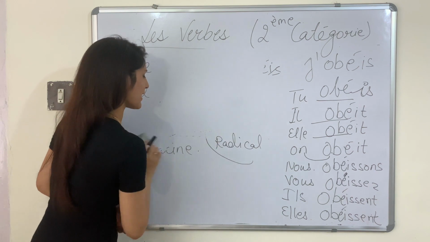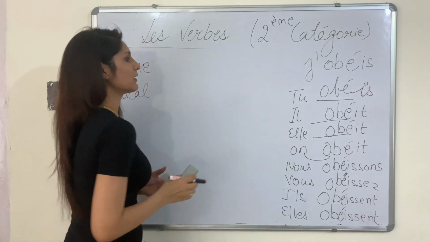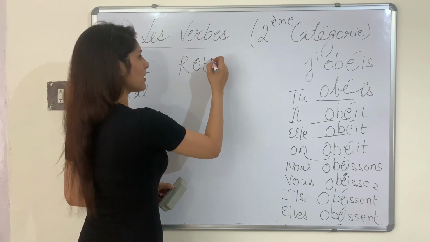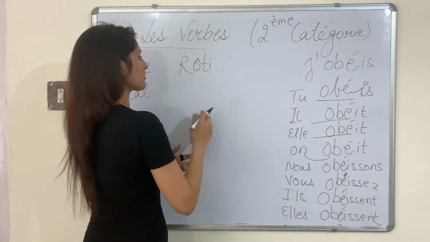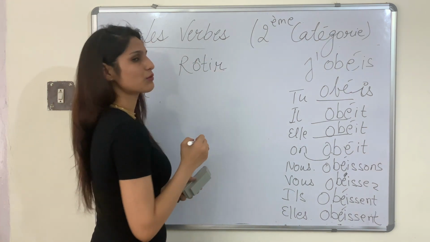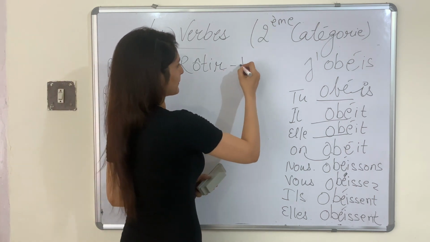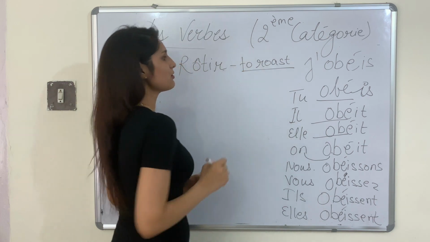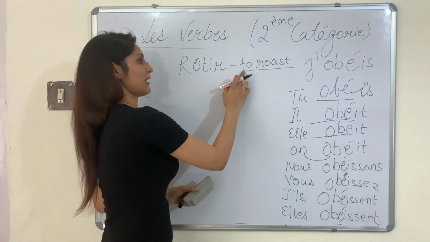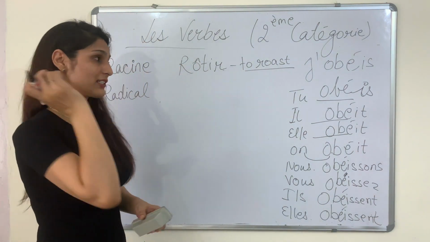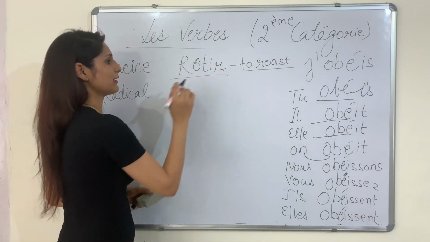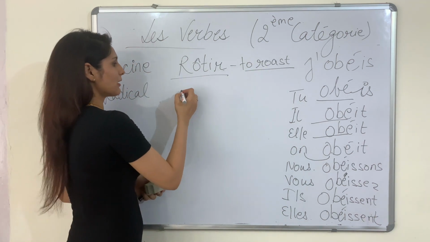Now let's do one more verb, not choisir, but any verb. I have two more verbs in my head right now. Rôtir. Rôtir means to roast. I'm not sure if my spellings are wrong in English. They should be correct in English. And I'm sorry, in French. They are correct in French. Just please don't mind. Okay, now let's just conjugate it.